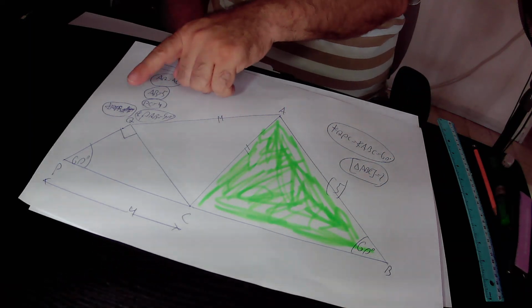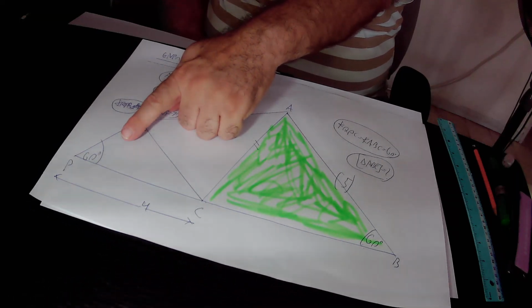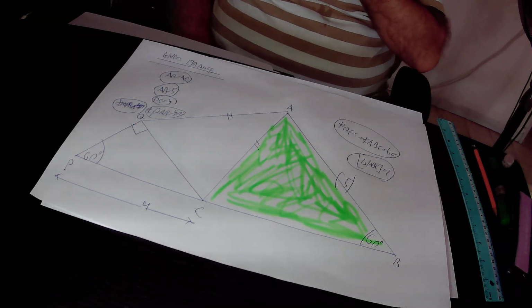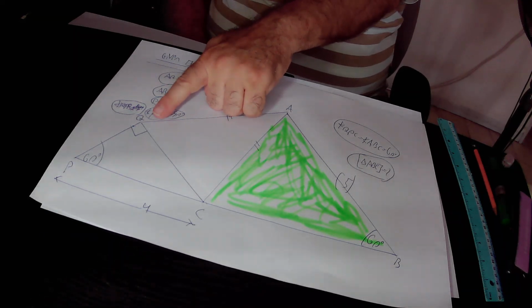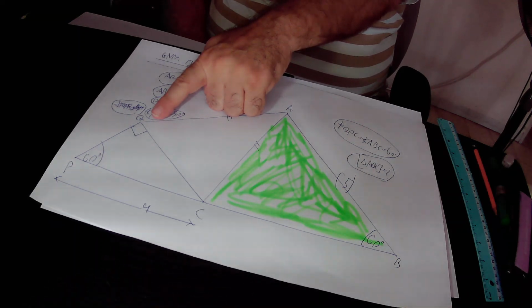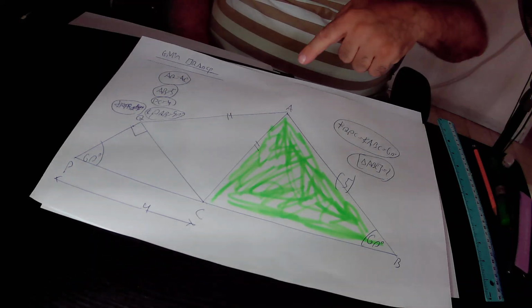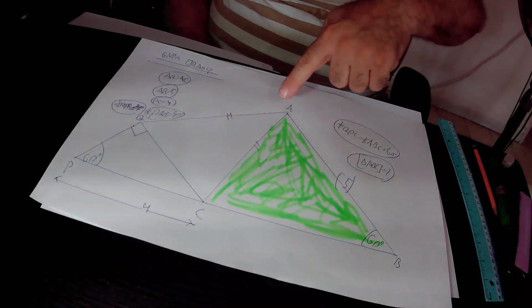This is angle QPC. The size of angle QPC is also 60 degrees. This is angle PQC. Angle PQC equals 90 degrees in its size. Again, our task is to find out the area of this green triangle, triangle ABC.